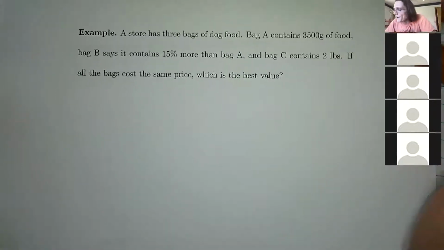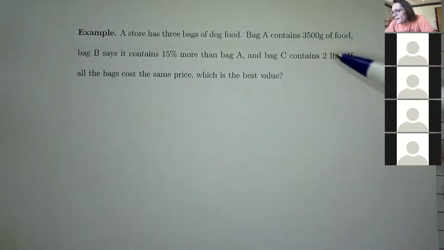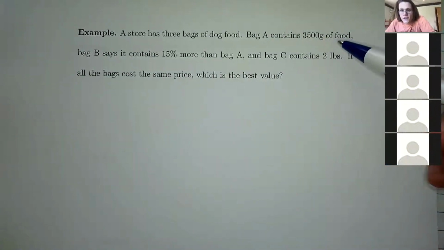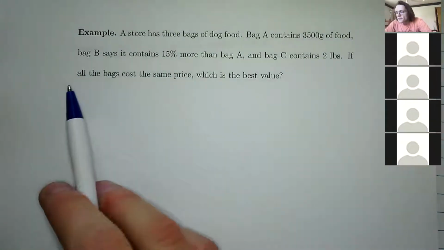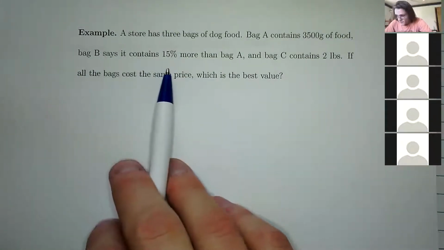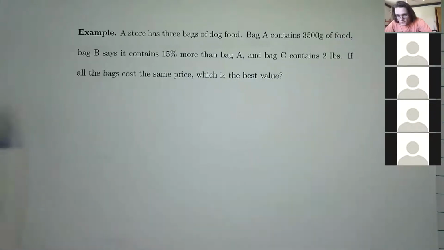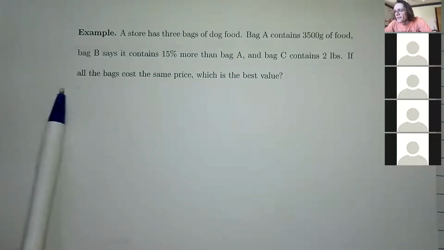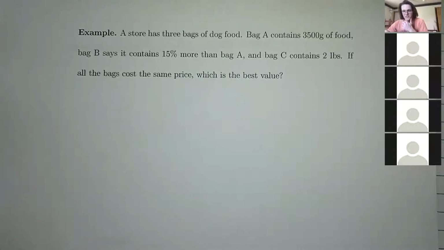Besides the point. So we have 3 bags of dog food. Bag A contains 3,500 grams of food. Bag B contains 15% more than bag A. And then bag C contains 2 pounds. If all the bags cost the same price, which is the best value? All right. So basically what we should do is convert all of these to the same units. And we just have to see which contains the most food. Since they all cost the same price, the one with the most food in the bag will be the best value. And this is assuming that they're all the same quality.